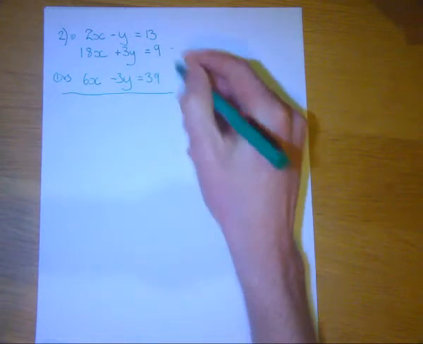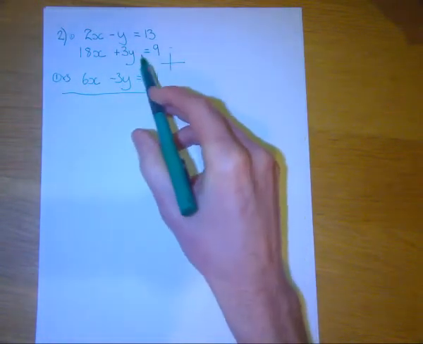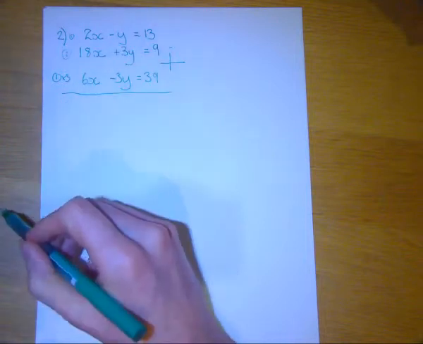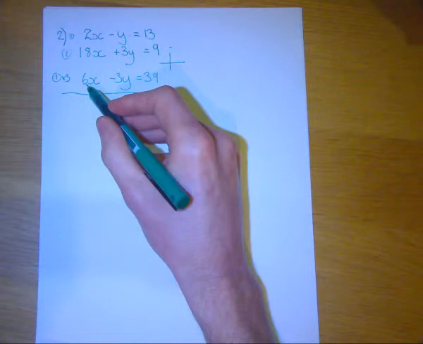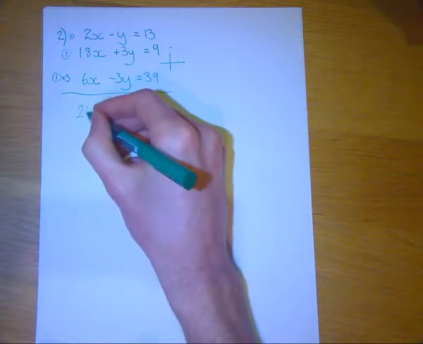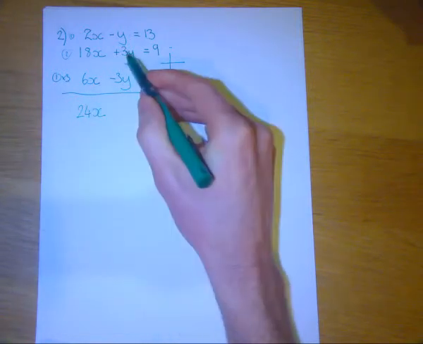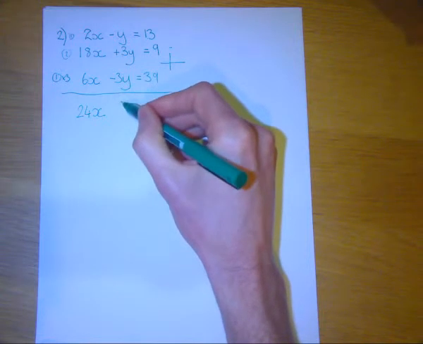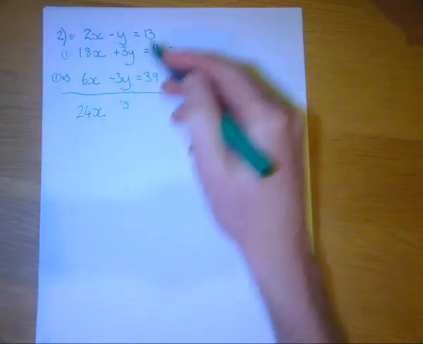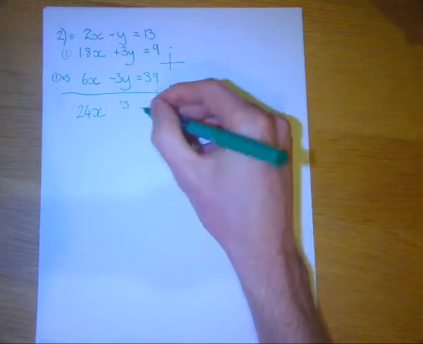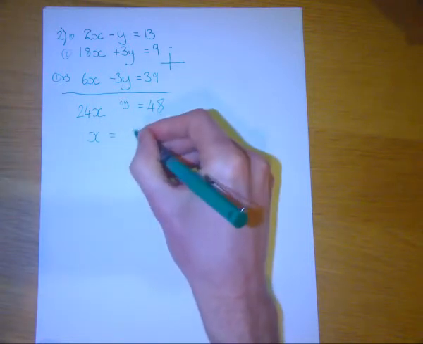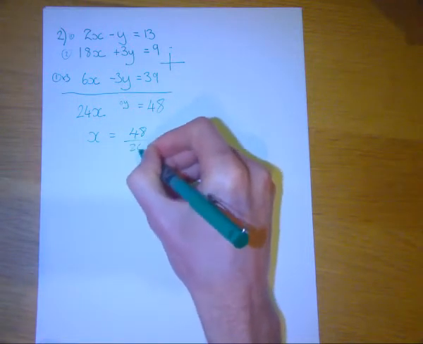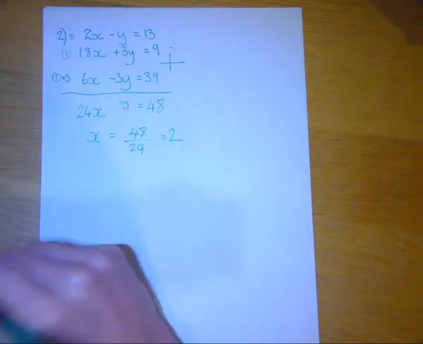I can now add that to the original second equation here. 18 add 6, that's going to give me 24, 24x. 3 add negative 3 is nothing, I've got no y's there, so it's just blank. 9 add 39 equals 48. So I'm left with the equation 24x equals 48. So x is going to be equal to 48 divided by 24, which of course is 2. So I know x equals 2.